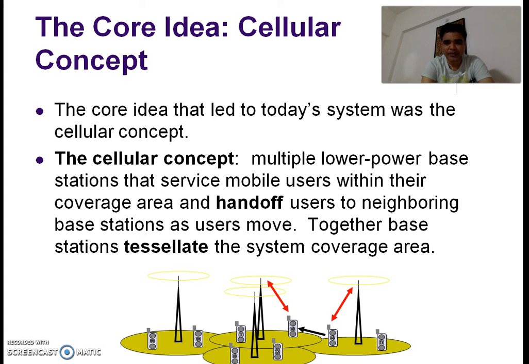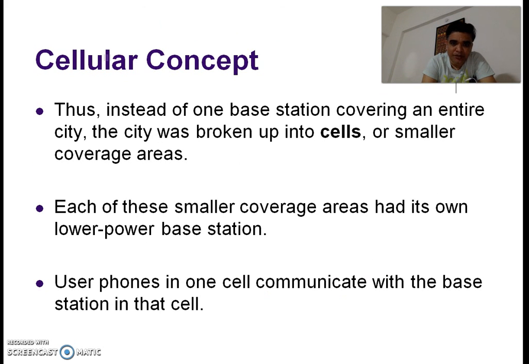The core idea that led to today's system was the cellular concept. Multiple low power base stations service mobile users within their coverage area and hand off users to neighboring base stations as users move. Together, base stations tessellate the system coverage area. Thus, instead of one base station covering an entire city, the city was broken up into smaller cells and smaller coverage areas. Each of the smaller coverage areas had its own low power base station. User phones in one cell communicate with the base station in that cell.